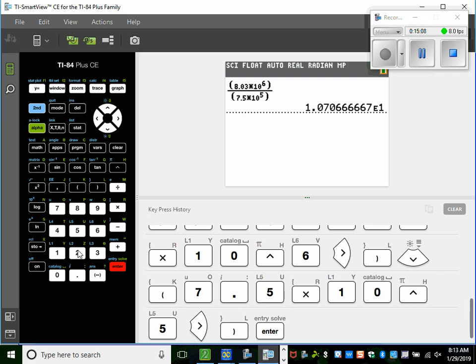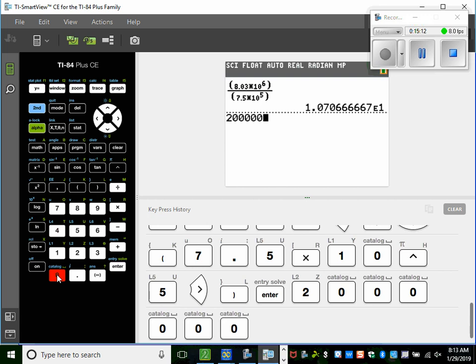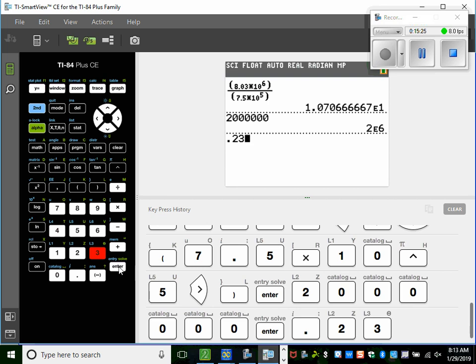So for instance, if I put in 2 million, I hit enter, it'll put it in scientific notation for me. That's 2 times 10 to the 6th power. If I put in a decimal, like let's say 0.23, and I hit enter, it'll say 2.3 times 10 to the negative 1. So even if you had a standard number or decimal number, it can also convert it into scientific notation as well.